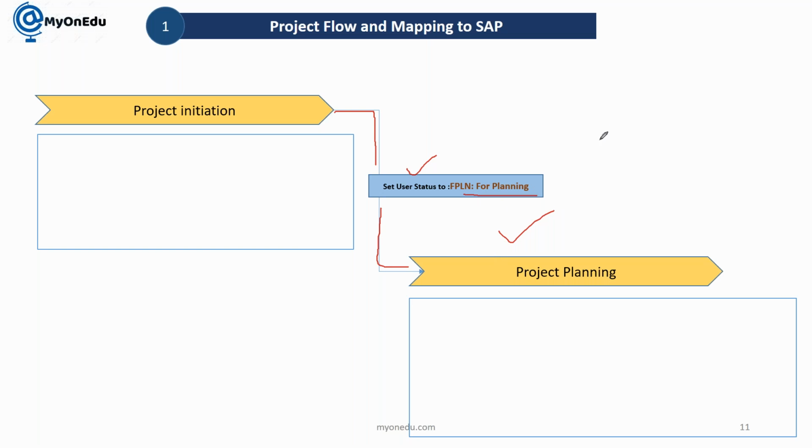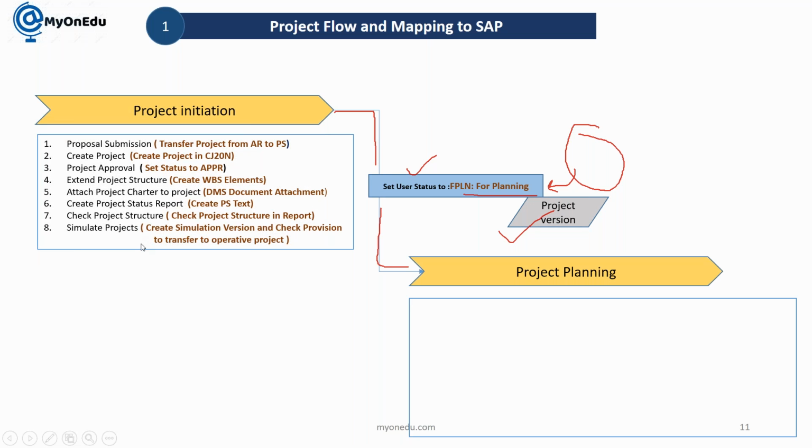Okay, and at the same time one project version will also be saved in the system. Okay, so that is very important to understand, to correlate with your business process steps here. So one project version will also be created here in project initiation. These are the major activities which you are doing here.